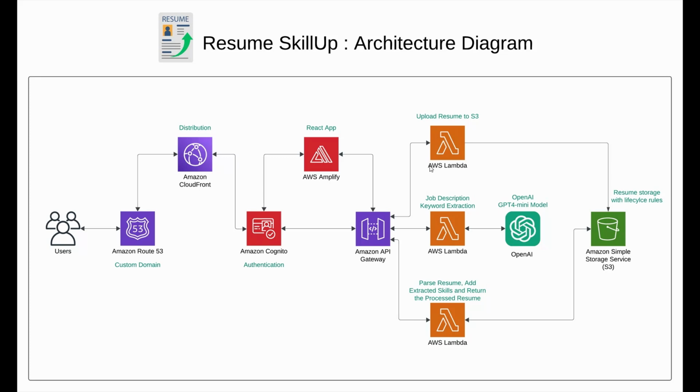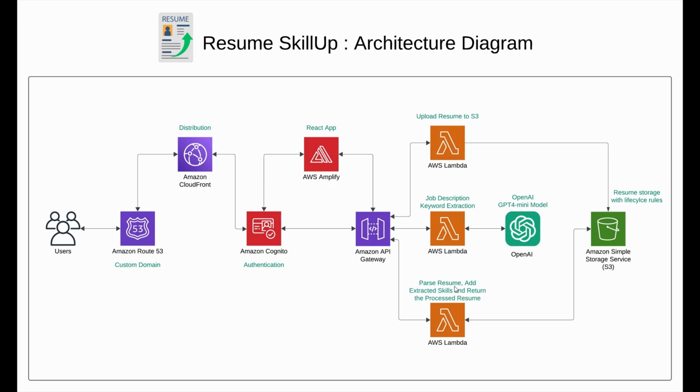Then in the backend, we have three Lambda functions, each performing specific tasks. The first Lambda function uploads a resume to S3 bucket. The second function sends the sanitized job description from the front end to OpenAI and retrieves a list of extracted skills and sends it back to the user on the front end.